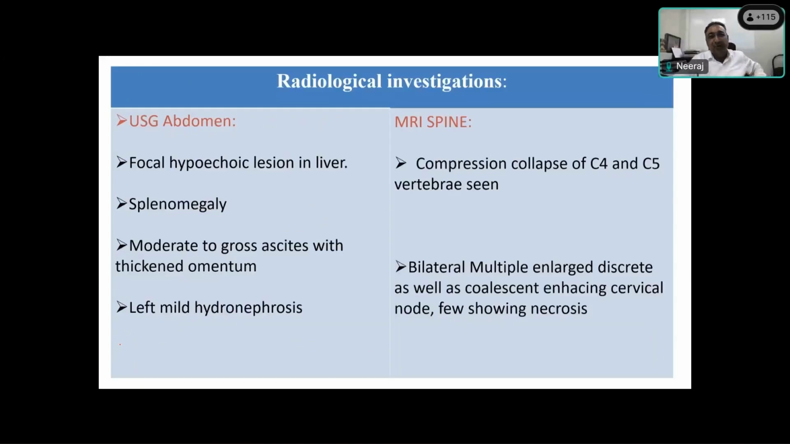Yeah. So on radiological evaluation, on the ultrasound, we had focal hypoechoic lesions in the liver. There was splenomegaly, there was ascites, and left hydronephrosis. And on the MRI, there was compression, collapse of C4 and C5 vertebra, and there were multiple discrete nodes showing necrosis on the MRI. Next slide.